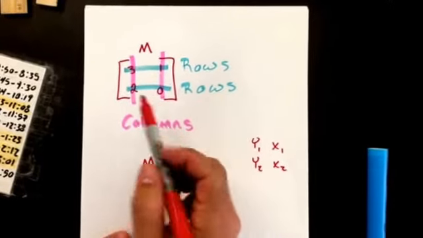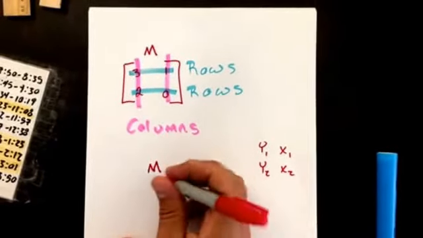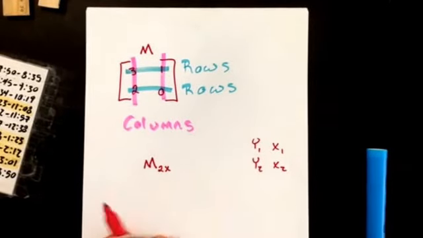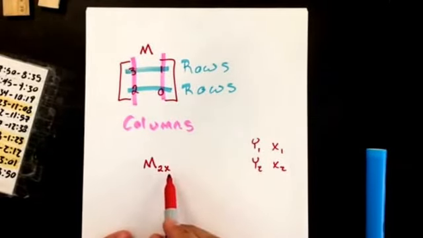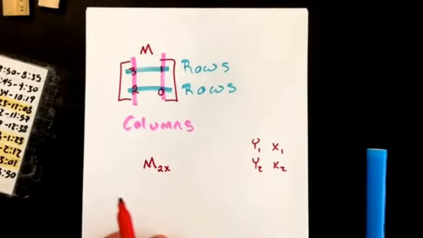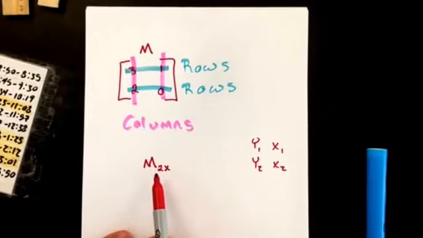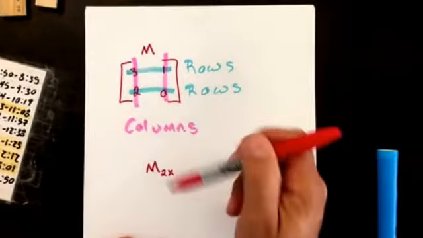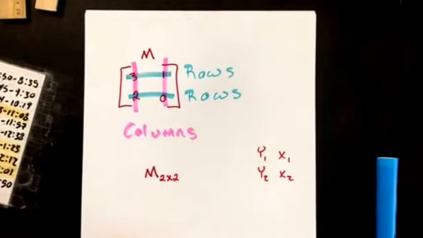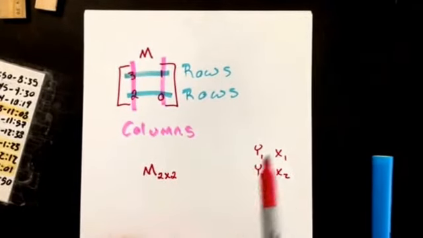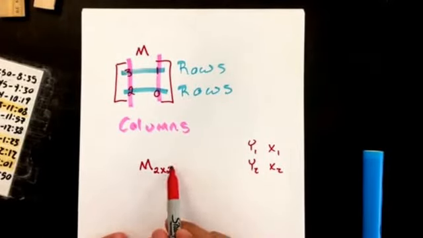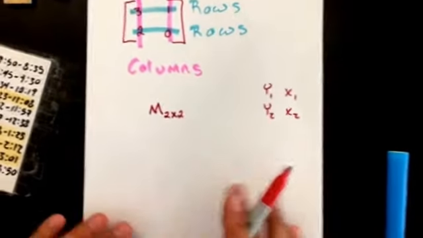So how many rows does this one have? 2. And then we're gonna say by. This means by. It's not an x, it's not a multiplication, it means by. When you read this, you would read it as M2 by, and then we're gonna say the number of columns. This has 2 columns. So the name of this matrix, when I ask you to name it, you say M2 by 2. And these are subscripts down here, okay?